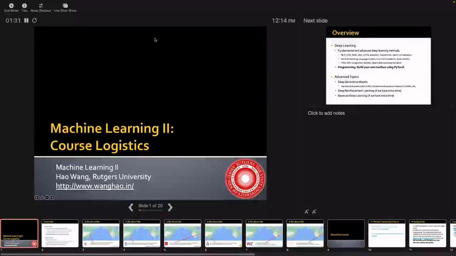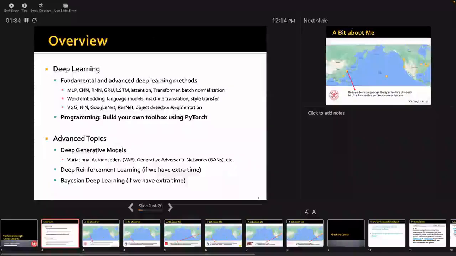So course logistics. What are we going to cover in this course? In this course, it's Machine Learning 2, so most of it will be about deep learning. We're going to cover fundamental and advanced deep learning models. This will include multi-layer perceptron. These are multiple layers of fully connected operations with nonlinear activation.